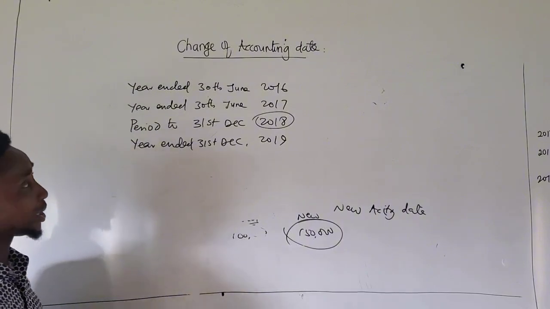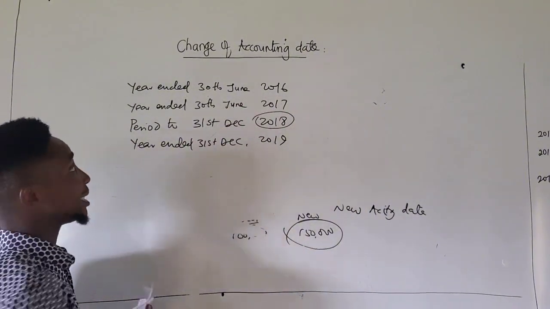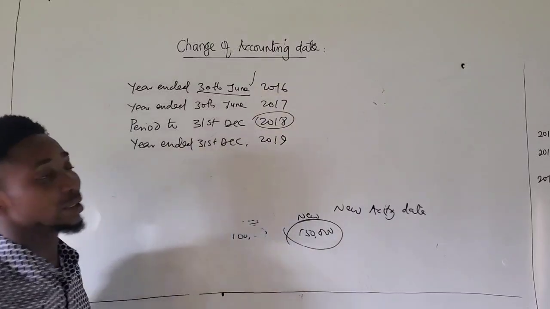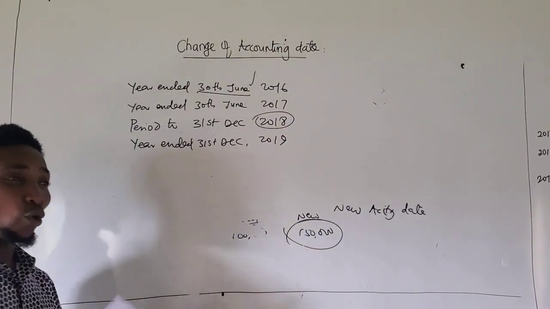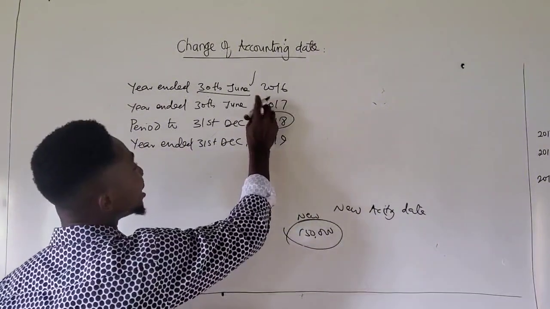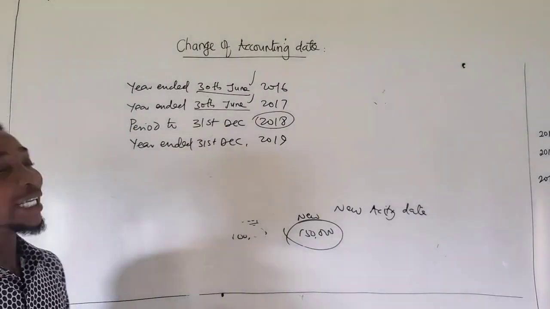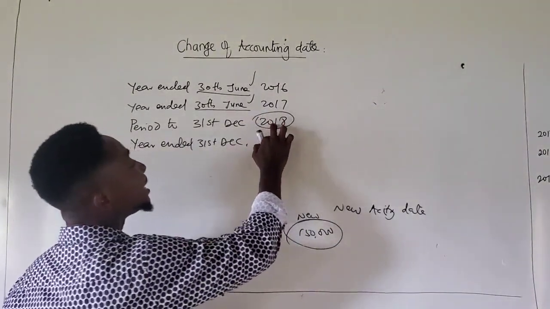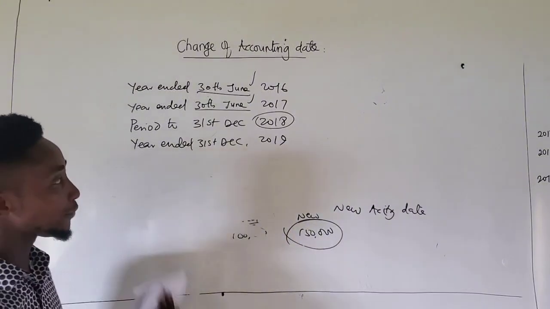This is how you know it. In 2016, did they use the old accounting date? Yes, they used it. We say the year they failed to make up account based on the old accounting date. In 2017, did they use the old accounting date? Yes. In 2018, did they use the old accounting date? No. So that is the year of change.